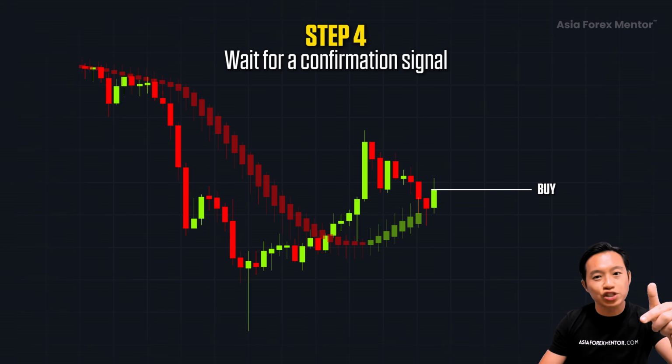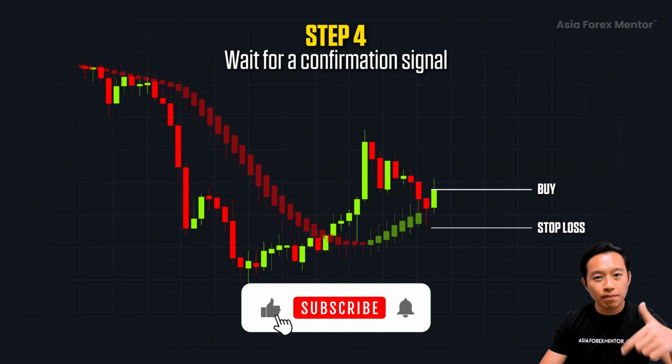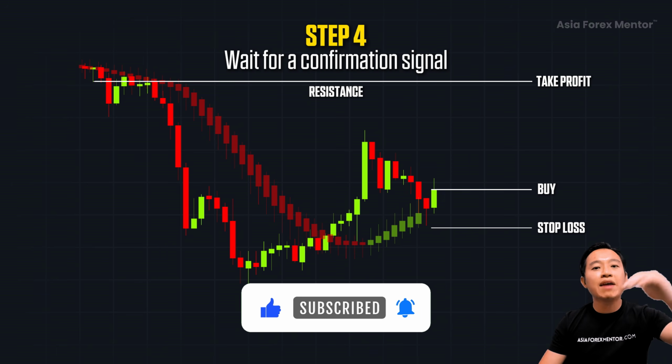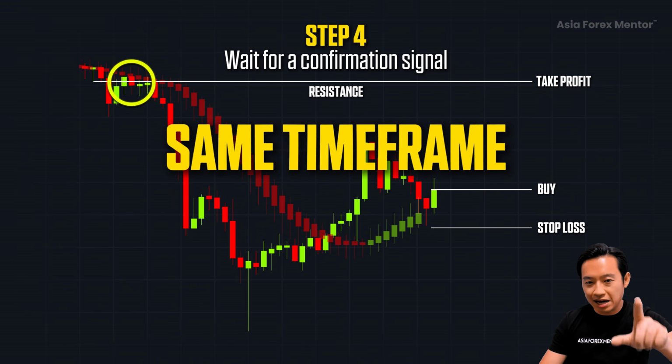All right, then for your stop loss, we're just going to place it below that swing low, just slightly below the bottom of the candle wick. And for our take profit, we want to aim for the next rejection level. I would prefer it to be on the same time frame itself.